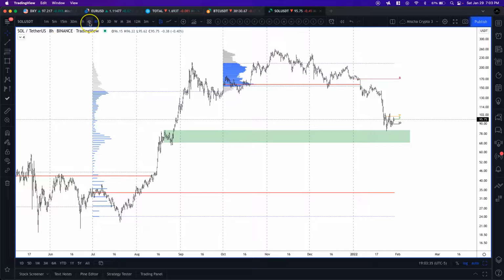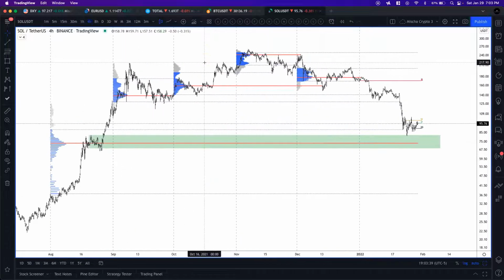Now, if I go down into a 4-hour time frame and I look at my monthly profiles, you guys can see that we're seeing some confluence here with this daily demand zone right here. We have the value area high from August of 2021, and we also have the point of control right in the middle of our demand area. So that's a good sign.